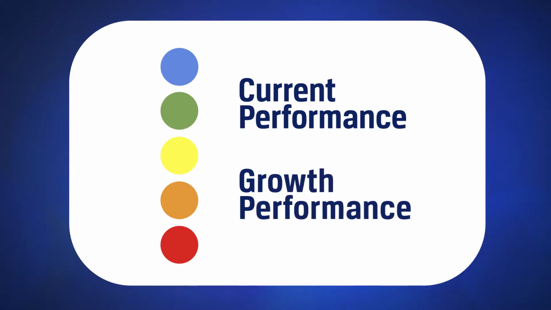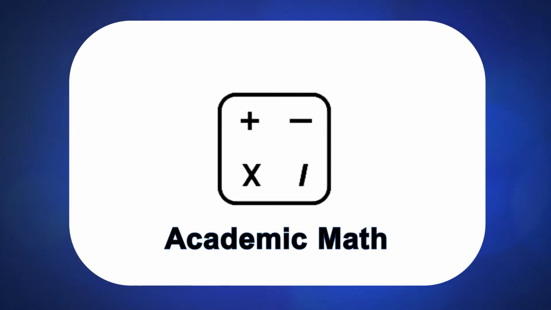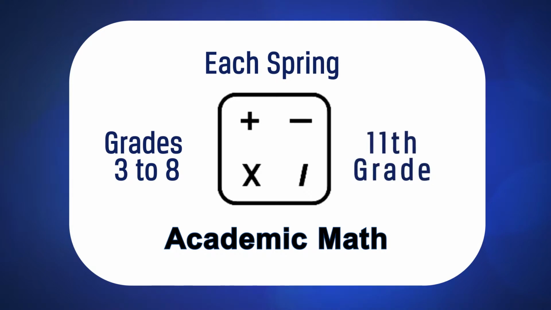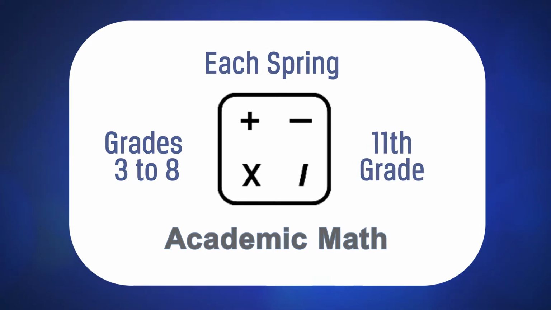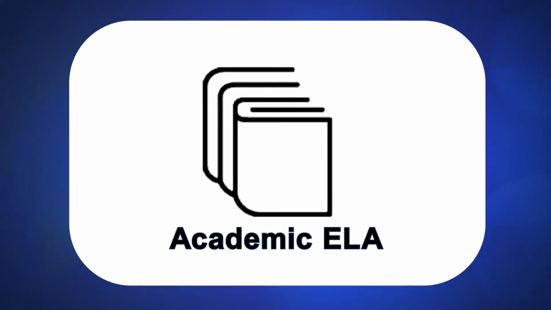The first performance indicator is academic math. This measures the average performance of students on the math section of the state test that is given each spring to all students in grades 3 to 8 and 11th grade. The second indicator is academic ELA, which stands for English Language Arts Literacy. This includes measures of reading, writing, listening, speaking, and research, also measured by the state test in the spring.